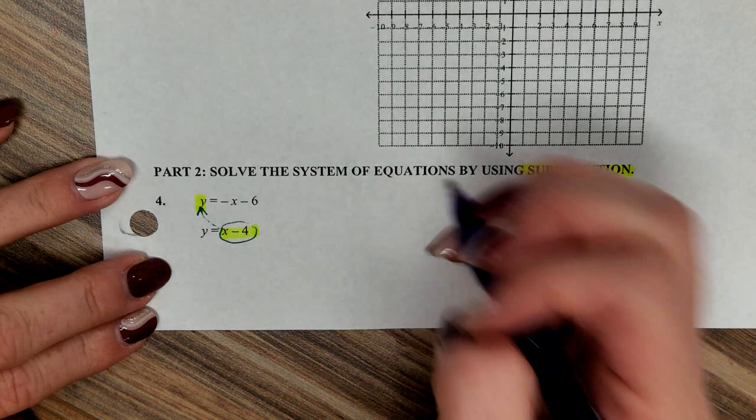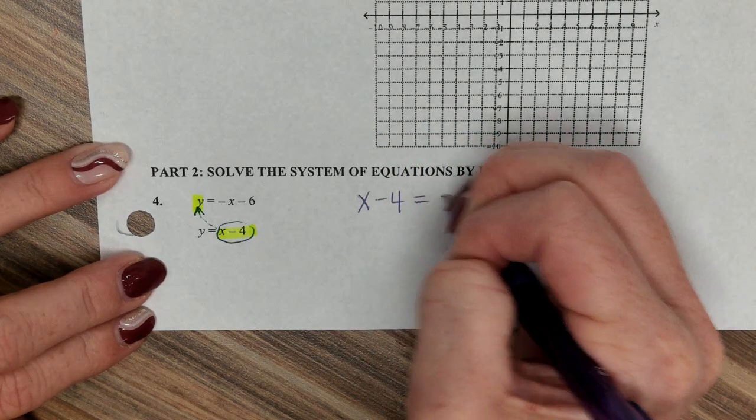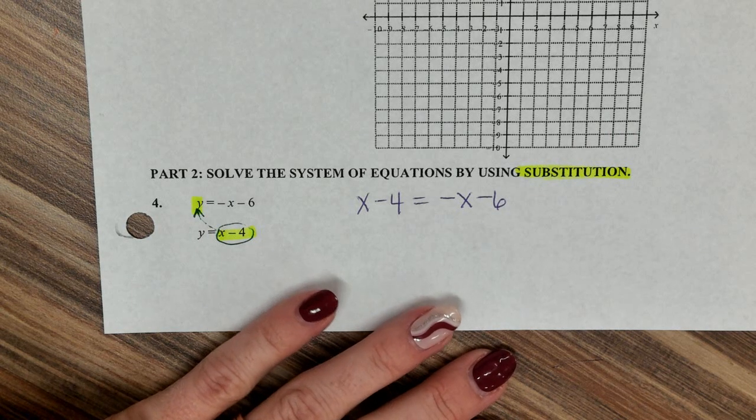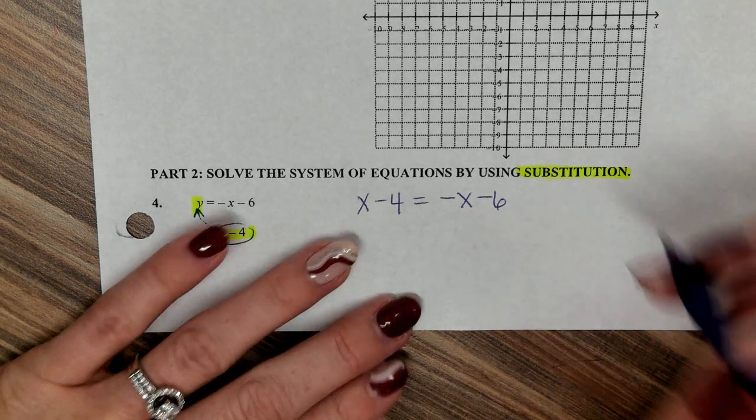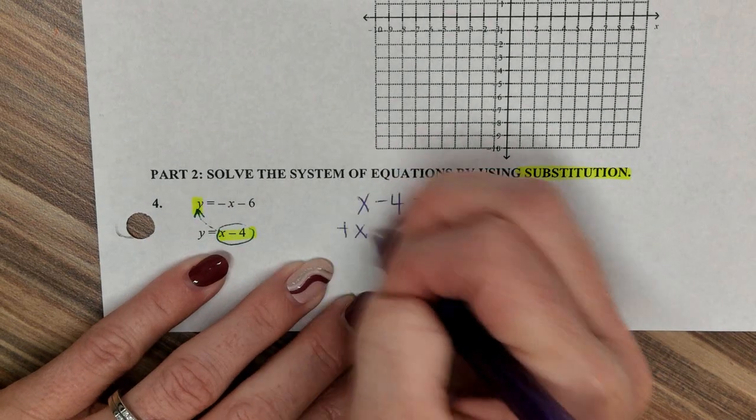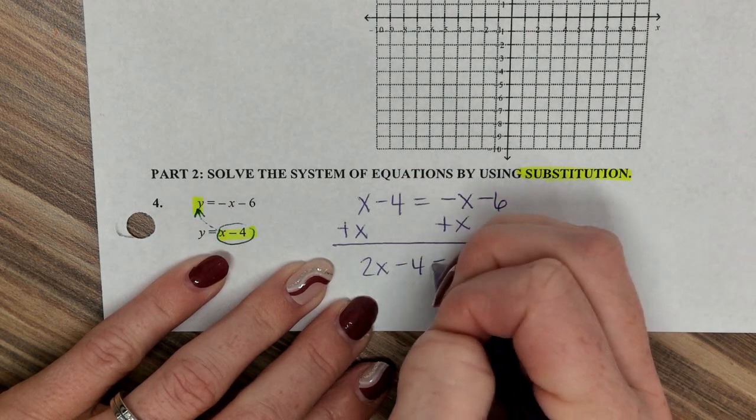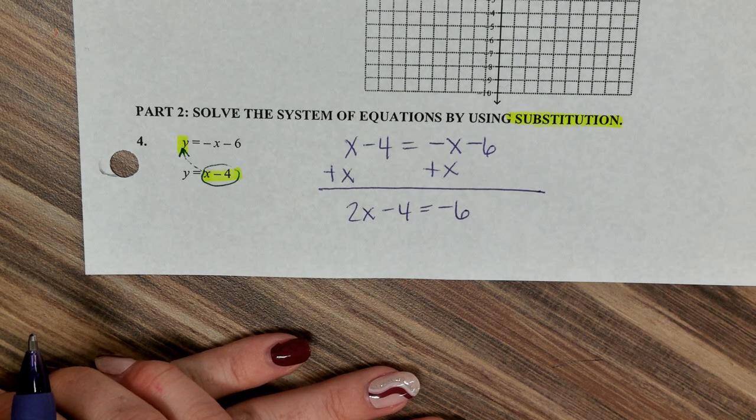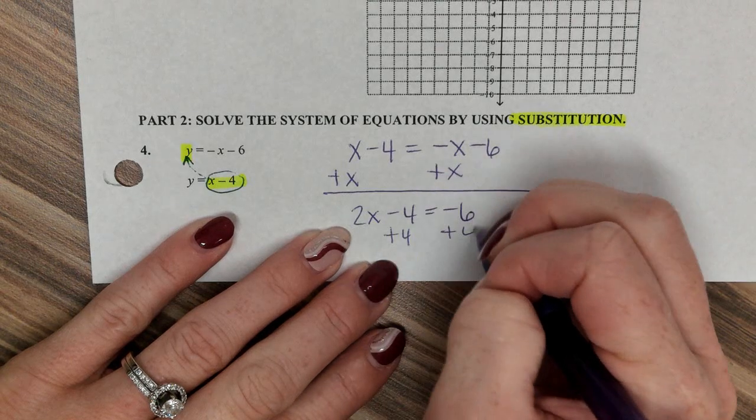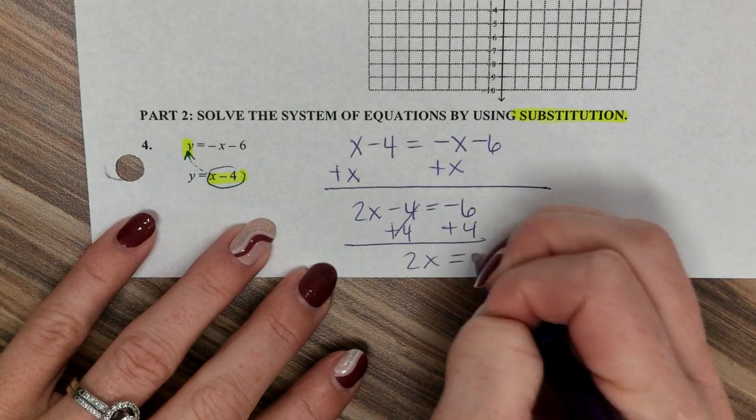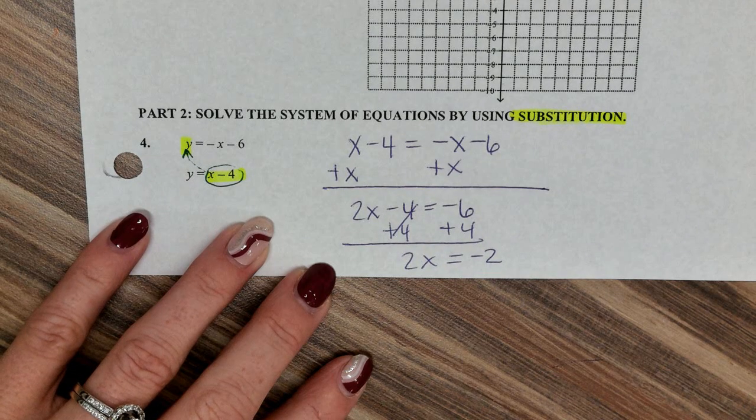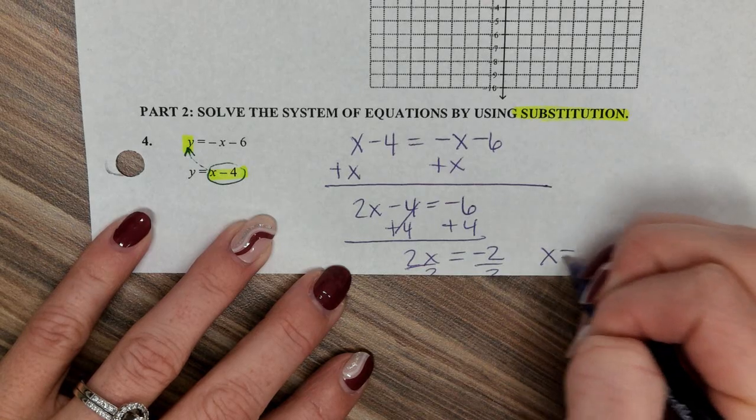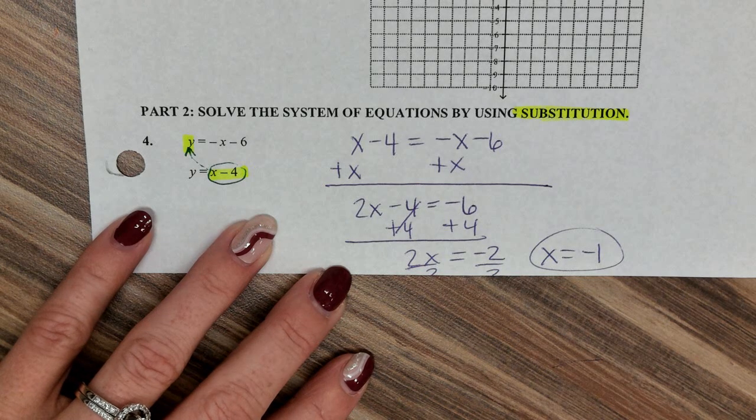Yes? So I have x minus 4 equals negative x minus 6. I'm going to move all the x's to the left by addition. So I have 2x minus 4 equals negative 6. I'm going to get rid of the constant by adding. So I have 2x equals negative 2. And I'm going to get rid of the coefficient by dividing, which gives x is equal to negative 1.